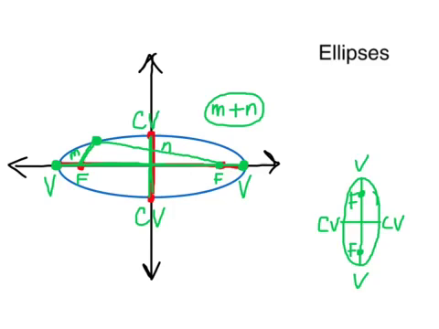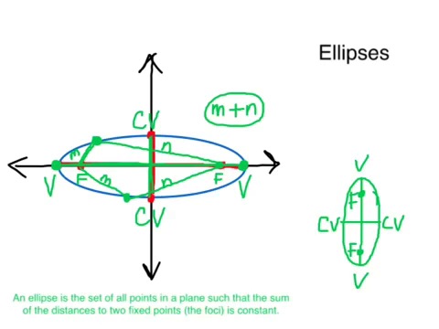So if I took another point, let's say over here on the ellipse, and you measured this distance and this distance and added them together, this would be like your m and your n, then that would be the same amount as the other m plus n. So that is the thing that stays constant. Therefore, an ellipse is defined as the set of all points in a plane such that the sum of the distances to the two fixed points, which are the foci, is constant. So that sum of the two distances from any point on a plane to two fixed points creates the ellipse.